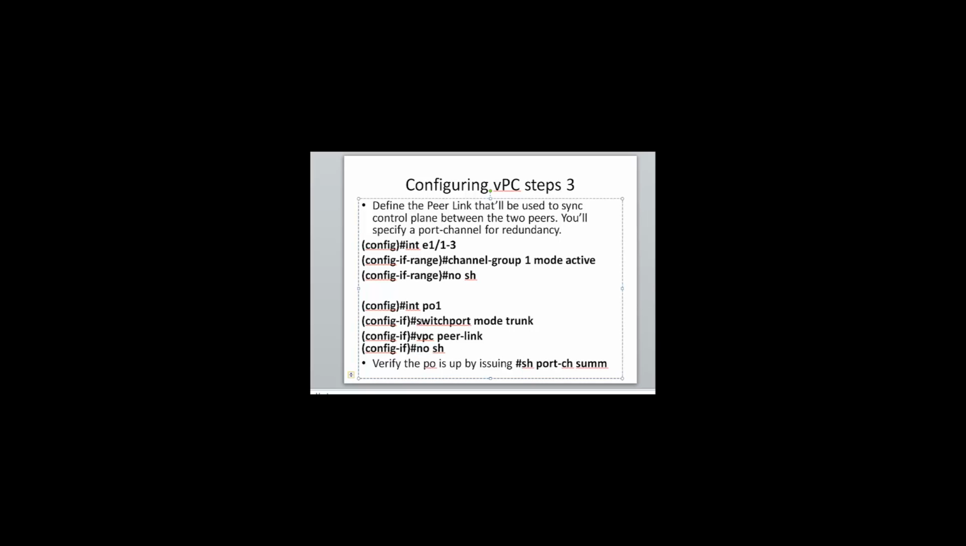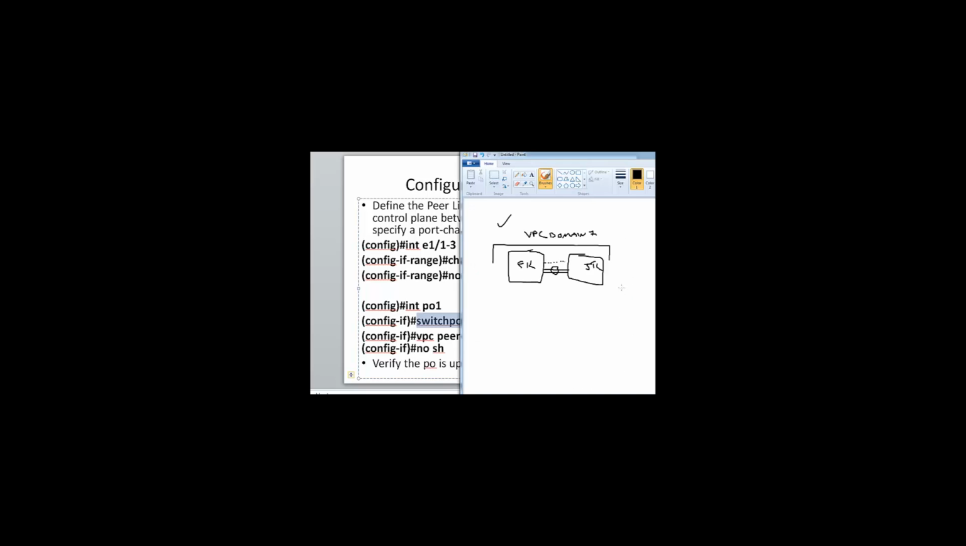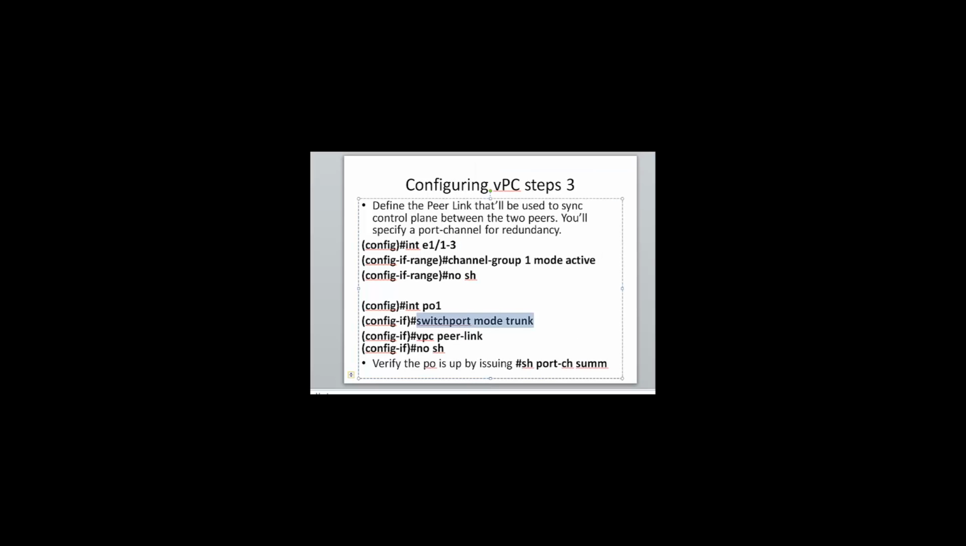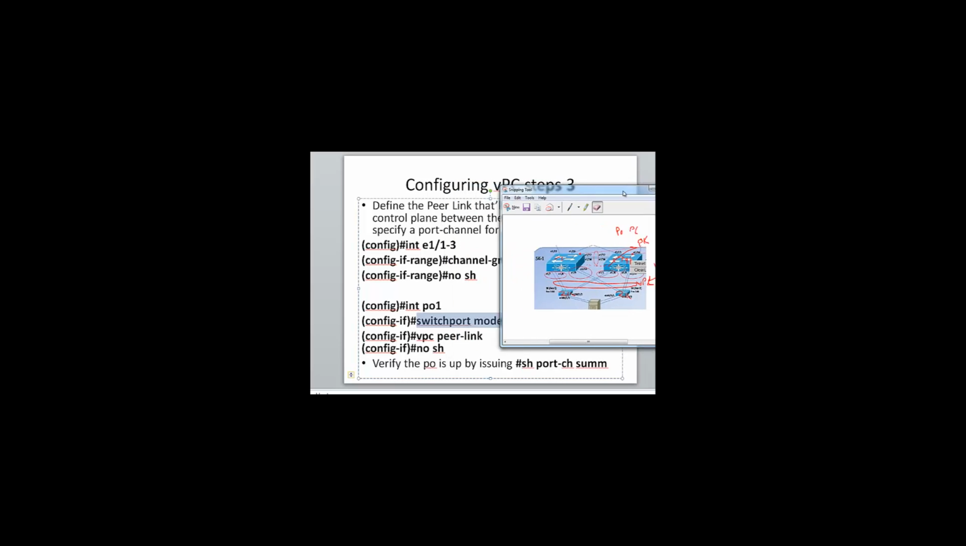Optionally here you can say switchport trunk allowed VLAN, and you can put on there the VLANs that you want to allow. But for the lab, I'm just going to keep it basic. In our example, let me clean this up a little bit. E1/17 and E1/18 is going to be my peer link.